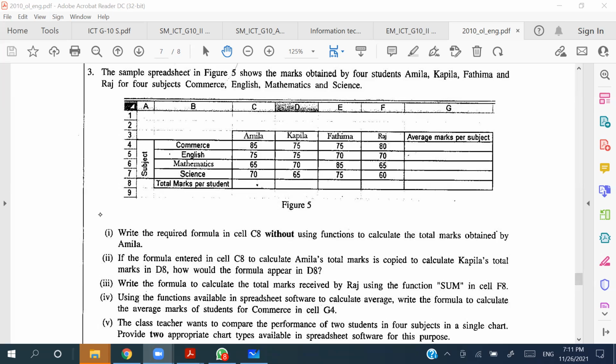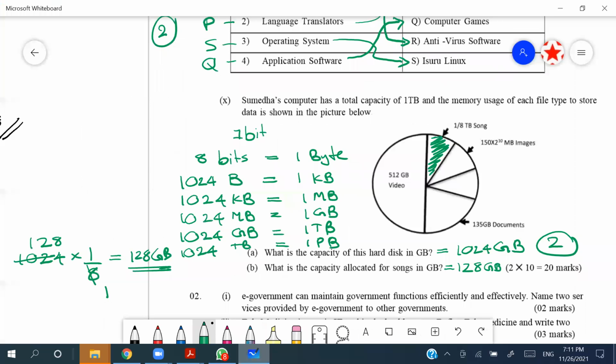That's great. So now, as the question says, you can understand it is about the marks of four students for four subjects, right? Amila, Kapila, Fatima and Raj are scoring for commerce, English, mathematics and science. So the first question says, write the required formula in cell C8 without using functions. Now, that is important. They say without using functions, right?